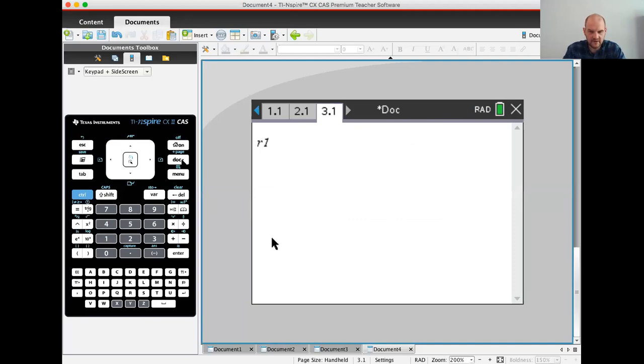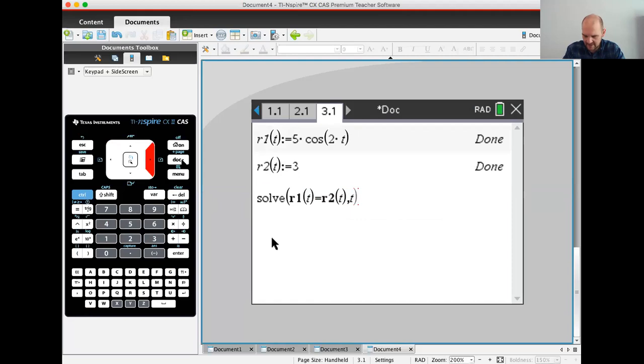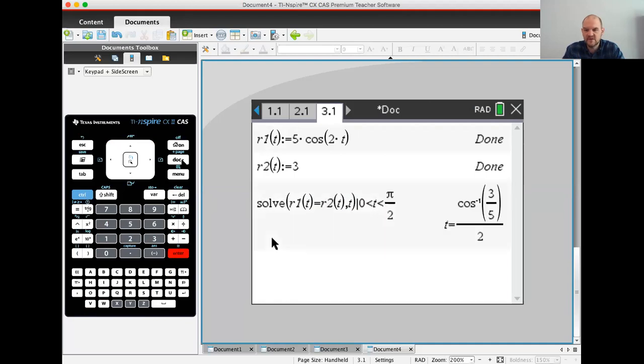So let's see, on the calculator, just put a new problem in. Let's say R1 of t is going to be 5 cosine of 2t, and R2 of t is going to be 3. If I just do intersect, I'm solving R1 of t equals R2 of t for t. I want to know when that happens, but only in the first quadrant, 0 to pi over 2. So we get this value.